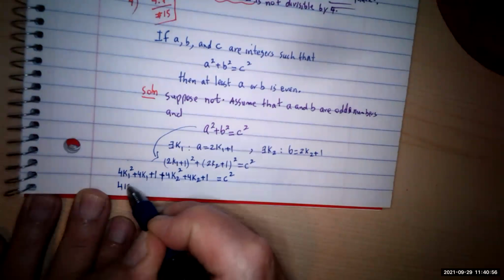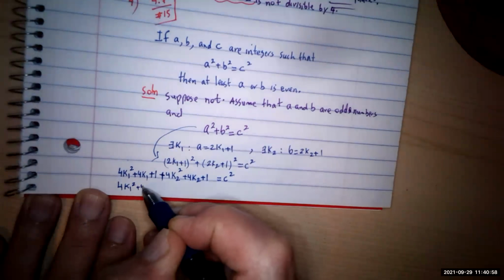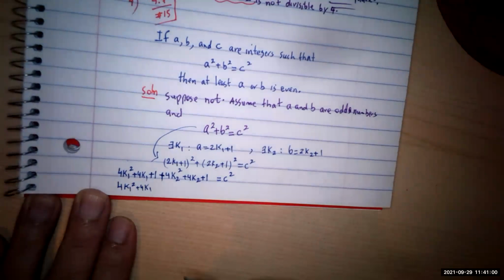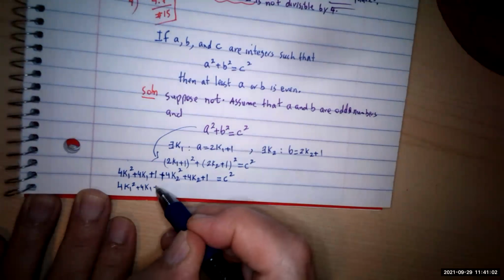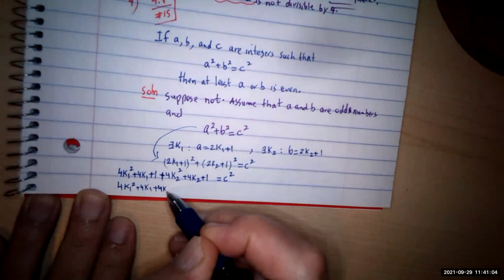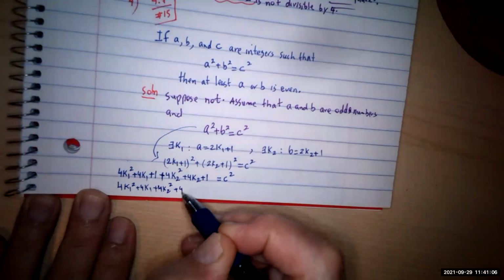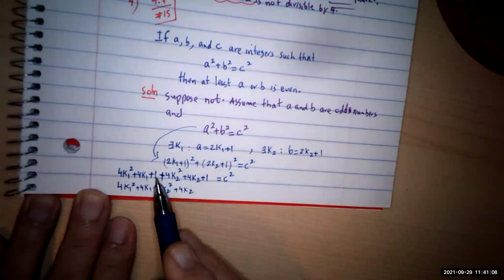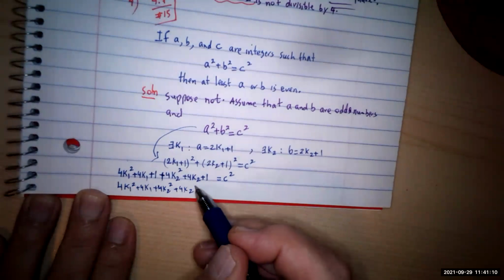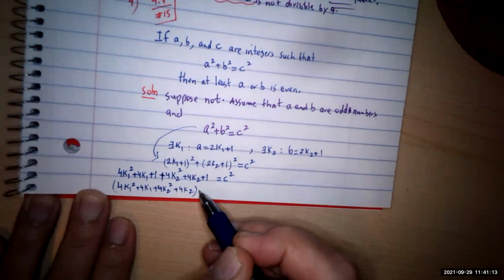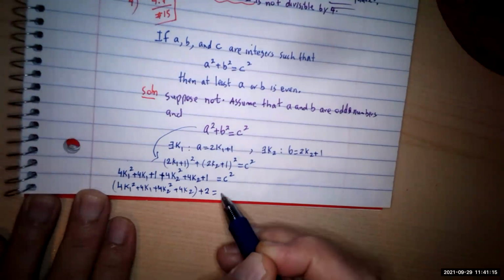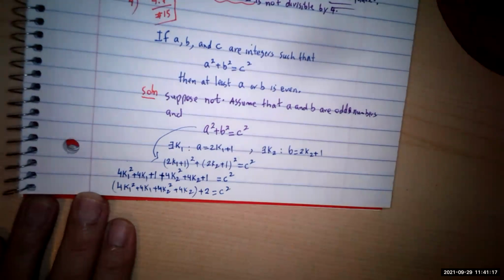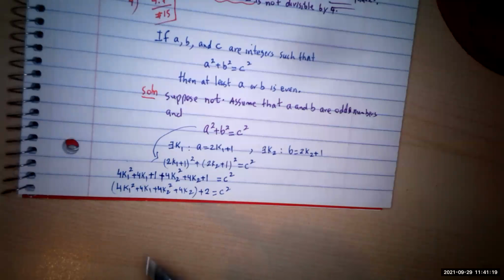So we have 4K1 squared, 4K1, then 4K2 squared, and 4K2. The 1 and 1 would be 2. They are all together, then I have a 2 here, which equals C squared. I just combined the 1 and 1. So all of them are divisible by 4, so pull out 4 as a factor.